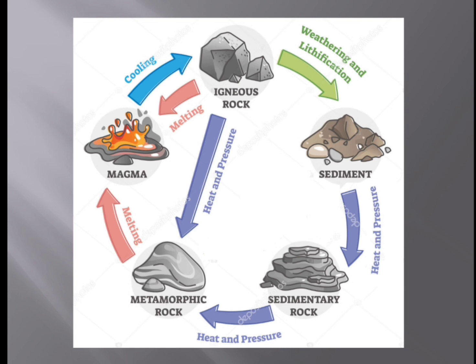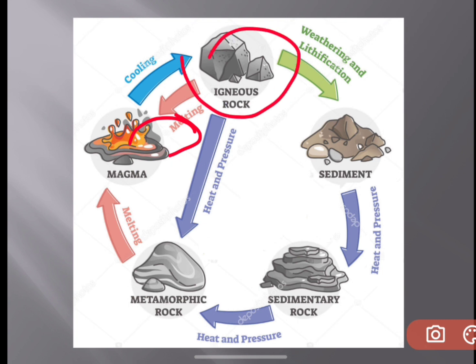Okay, once the magma comes out of the volcanic eruptions, it forms into igneous rocks, we are telling. But how much time does it take? That takes a long period of time. Okay, from igneous to sediments, again from sediments to sedimentary rocks, and from there to metamorphic rocks, and then from there again into magma. So it takes millions of years to complete one cycle of rock.